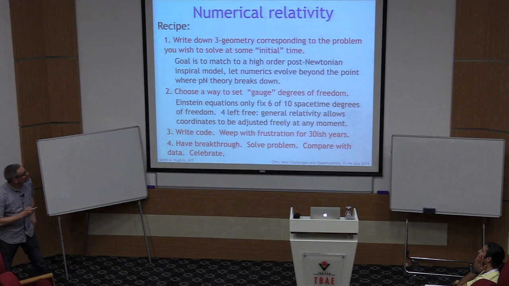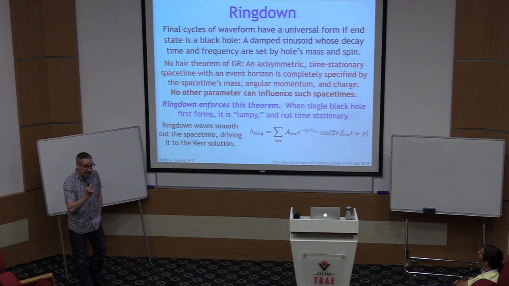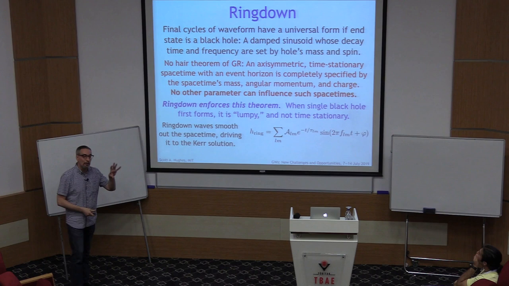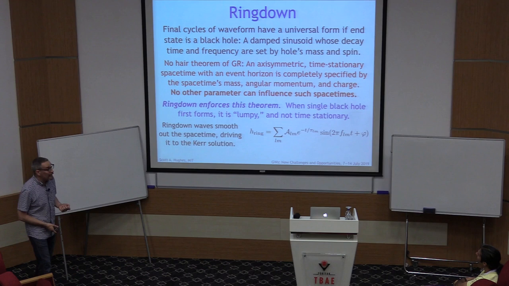So let me wrap up with one last thing that can be understood relatively simply. The final cycles, if I have these objects come together, they merge. If they leave behind a black hole, the waveform has a fairly universal form. It's a simple damped sinusoid whose decay time and frequency only depend on the mass and the spin of the remnant that's left behind. The reason why this is particularly interesting from both an astrophysical and a foundational physics point of view is related to the no-hair theorem of general relativity.